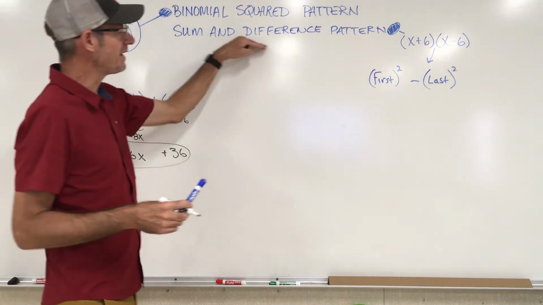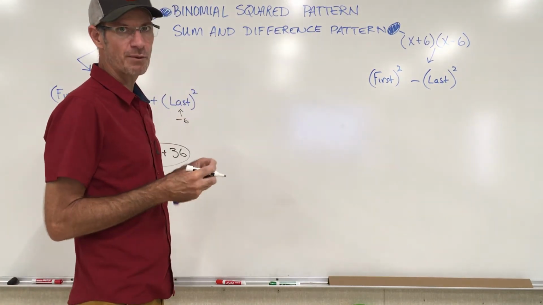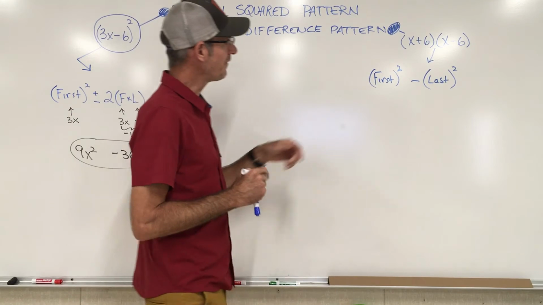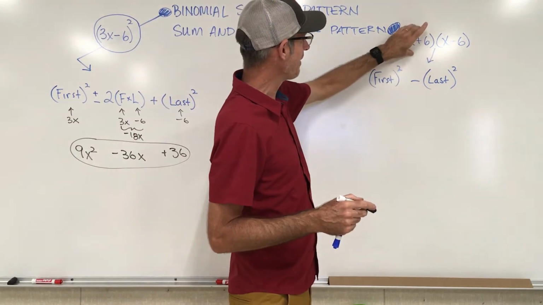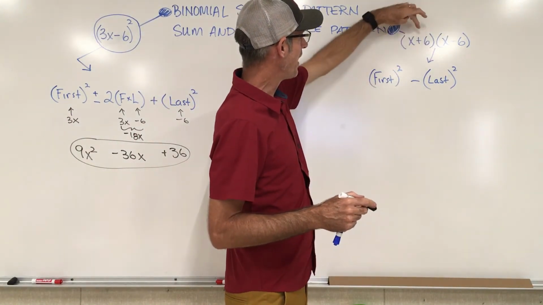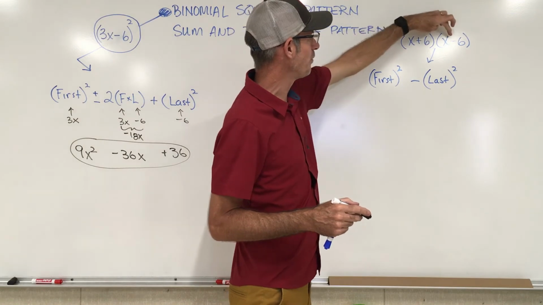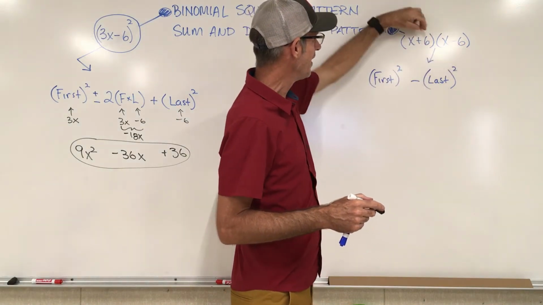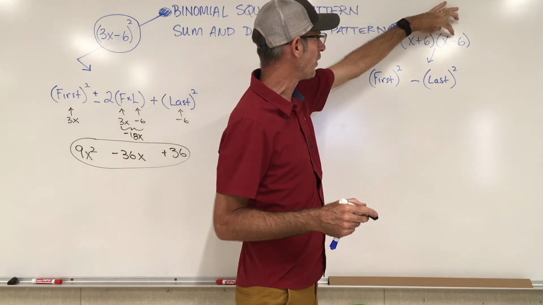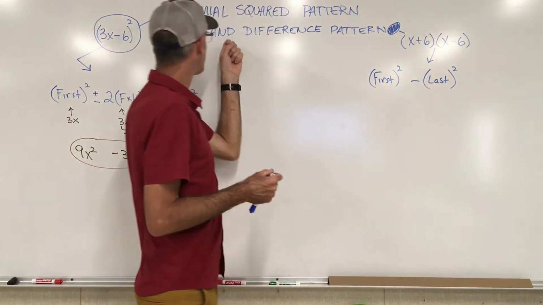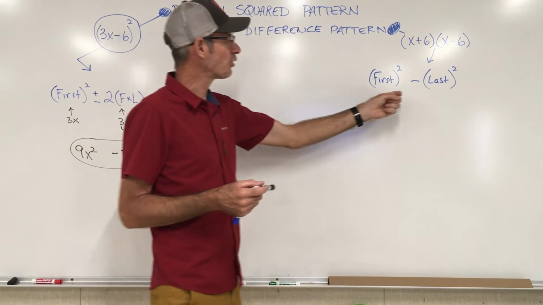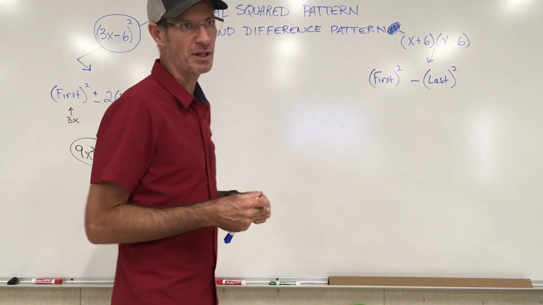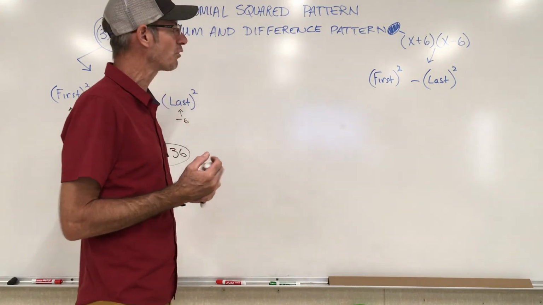Now, for a sum and difference pattern, you know that you're working with a sum and difference problem if it looks like the same binomial, but one of them is a sum and one of them is a difference. So we have x and 6 and x and 6. The only difference is one is a sum and one is a difference. On a sum and difference pattern, your answer will always be a binomial called the difference of two squares.